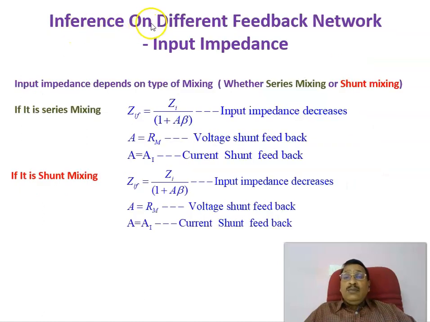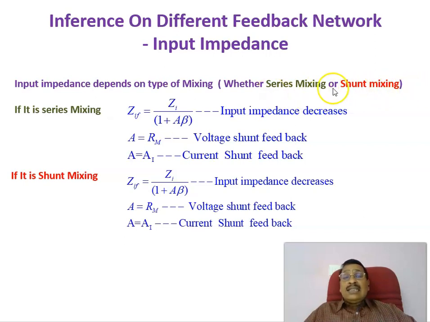Now let us see the inference on different feedback networks regarding the input impedance. As I told you, the input impedance is decided by the type of mixing. Therefore, the input impedance depends upon the type of mixing, whether it is series mixing or shunt mixing. If it is series mixing, you are feeding back the voltage. If it is shunt mixing, you are feeding back the current.